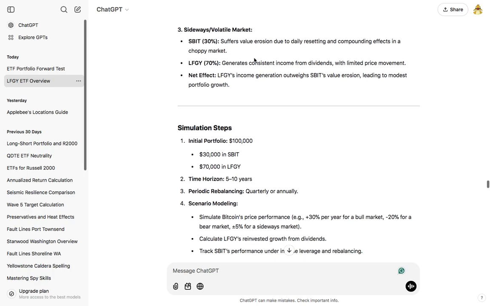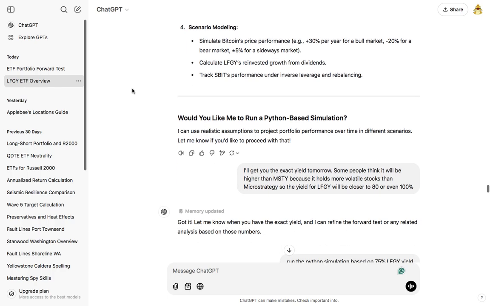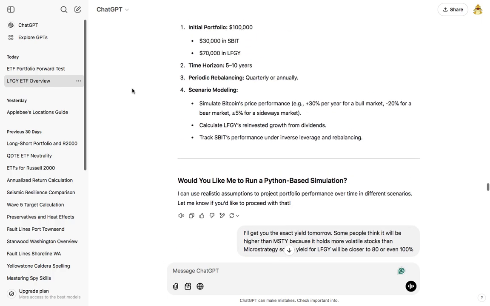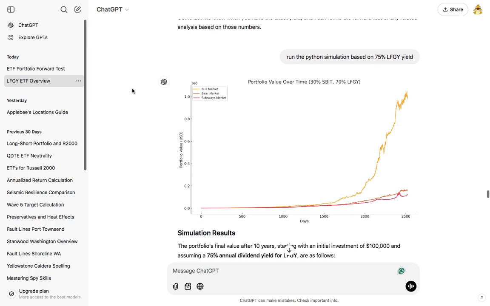And then from a sideways market, it said that SBIT would suffer value erosion due to the daily resetting. 70% LFGY would create consistent income from dividends with limited price movement. So eventually, what it did is it started to put $100,000 into a simulation and go for 5 to 10 years. And then it asked me, would you like to run a Python-based simulation? I thought that was a great idea. I told him I would get the exact yield tomorrow. And then I actually had it estimate a 75% LFGY yield. And this is what it came out to.